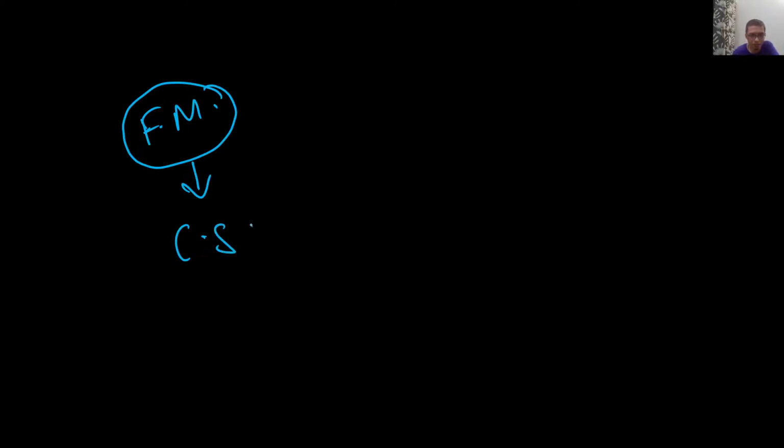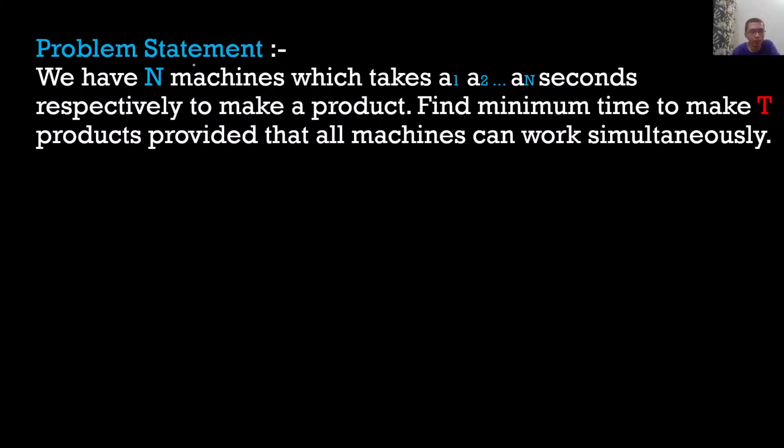Welcome to the last video of this series. In this video, we are going to solve a problem called Factory Machines, which has a beautiful concept behind it. This problem is available on the CSES problem set. You can find it under the sorting and searching tag. The problem statement here has been slightly modified to make it easier and simpler to understand.